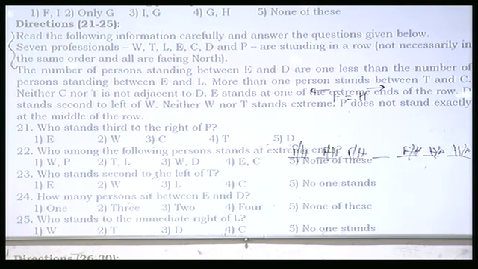7 professionals are standing in a row. The number of persons standing between E and D is 1 lesser than the number of persons standing between E and L. If between E and D is 2, between E and L must be 3. If between E and D is 1, between E and L must be 2. If E and D is 3, E and L must be 4, and so on. The number of persons between E and D is 1 lesser than the number between E and L. Clear?